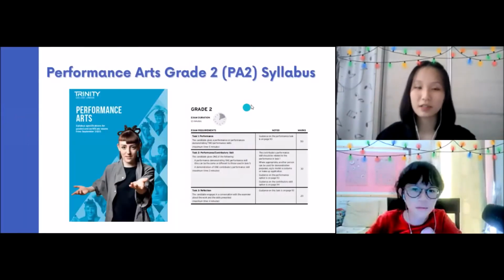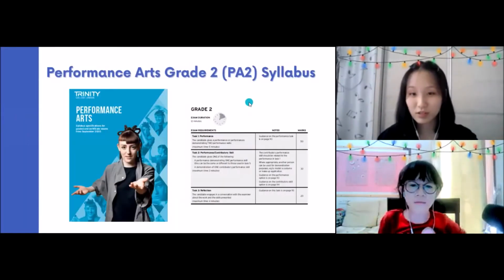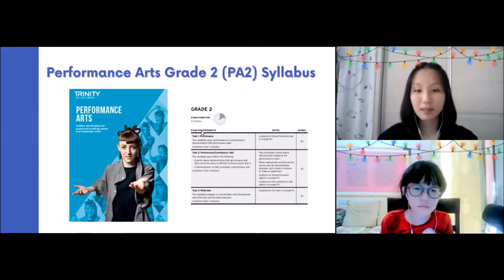Yeah, this is the syllabus that we are currently using, which Kai En has already demonstrated to you the sample for their task 1, which they are required to perform 2 performance skills.